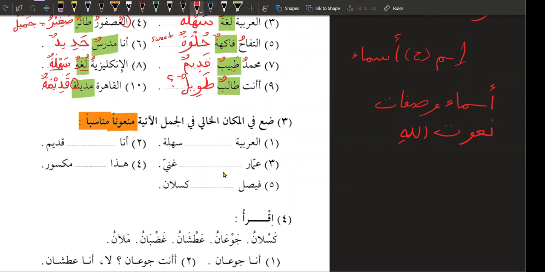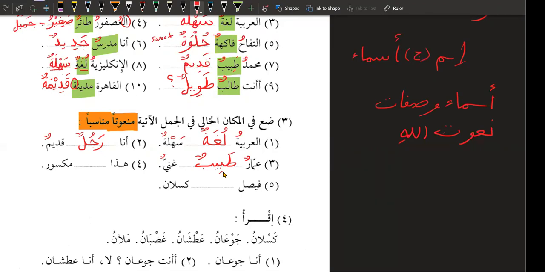So let's go straight. Al-arabiyya lugha sahla, language, easy. Ana rajul qadim, I'm an old man. Ammar tabib ghani, Ammar is a rich doctor.